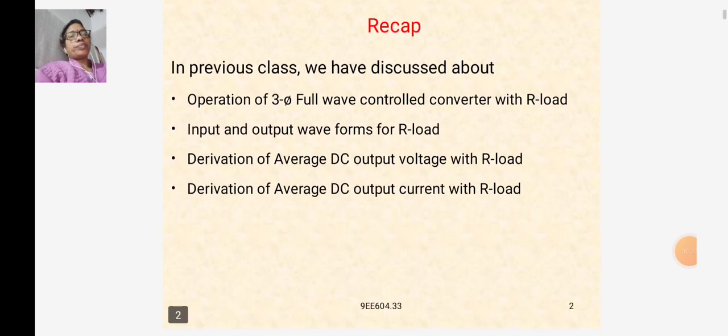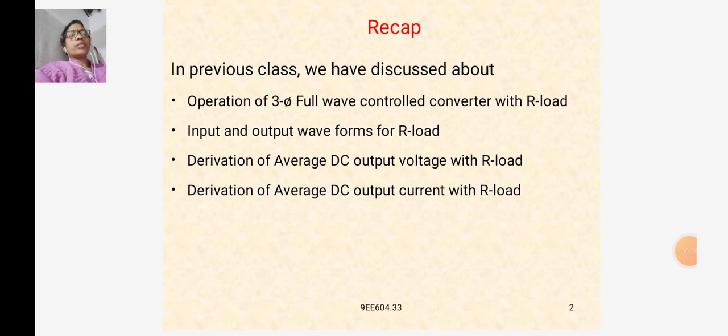In previous classes we discussed the three-phase full wave control converter with R load, the input and output waveforms for R load, the derivation of average DC output voltage with R load, and the derivation of average DC output current with R load.